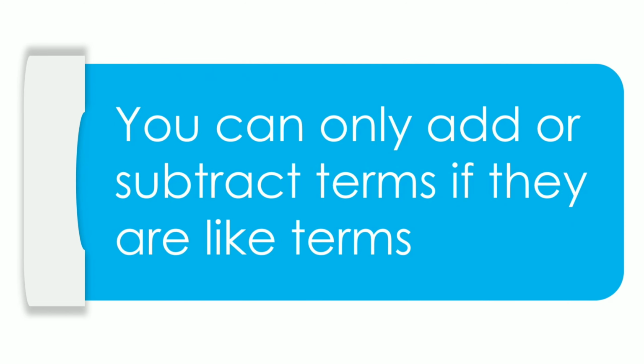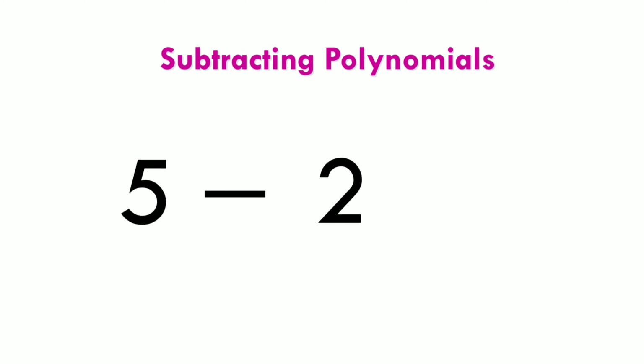Before we proceed, here's a rule that you must remember. You can only add or subtract terms if they are like terms. Here, I have two constants, 5 and 2. Since constants are like terms, then we can subtract these numbers. 5 minus 2 is equal to 3.